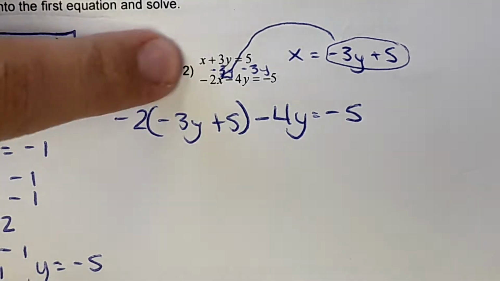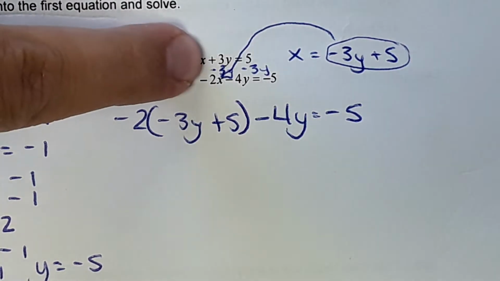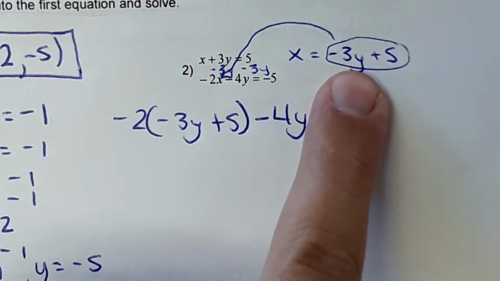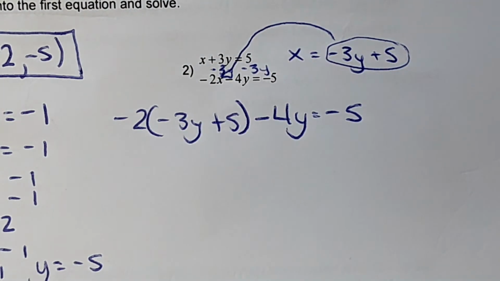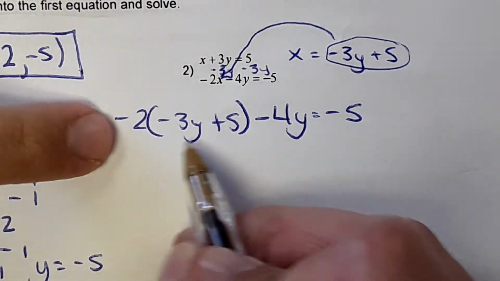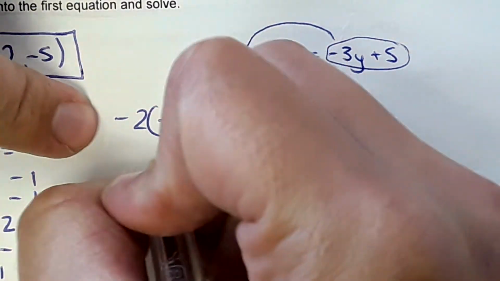So just to recap, I rearranged this so I had just x on one side, x equals, and then I took what x equaled and plugged it in for x in the second equation. Now that I have just one variable, I can solve for that variable.